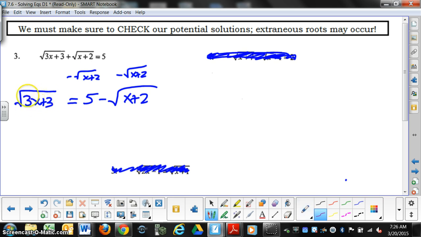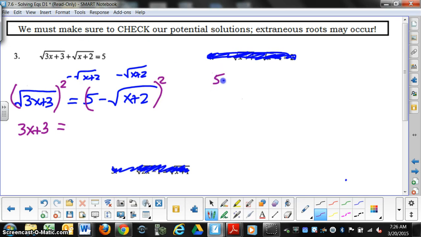Now I have this radical all by itself, and when I square both sides, the radical and the square cancel each other out, and I'm simply left with the radicand of 3x plus 3. That now equals 5 minus the square root of x plus 2, the whole quantity squared, right? The whole quantity squared. So we're going to need a little side work over here.